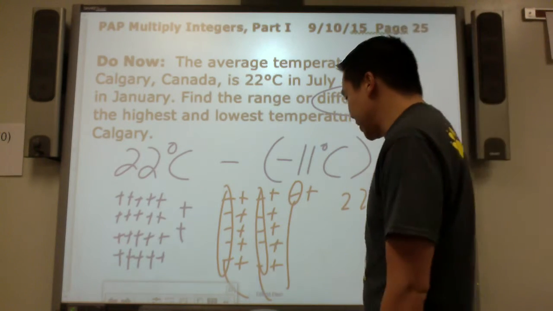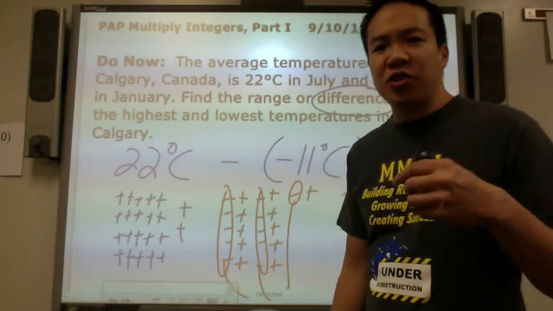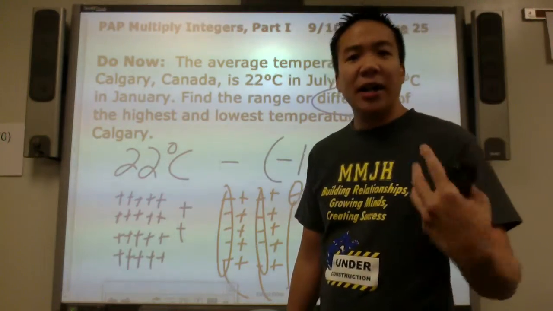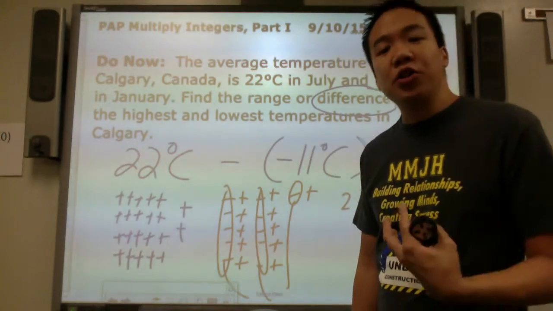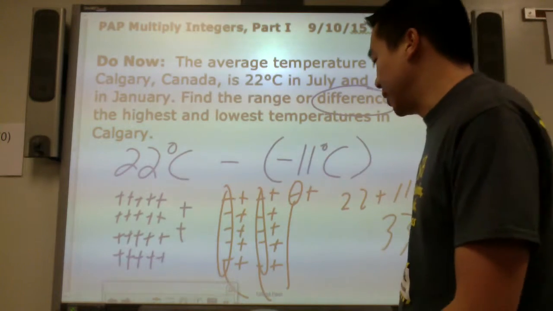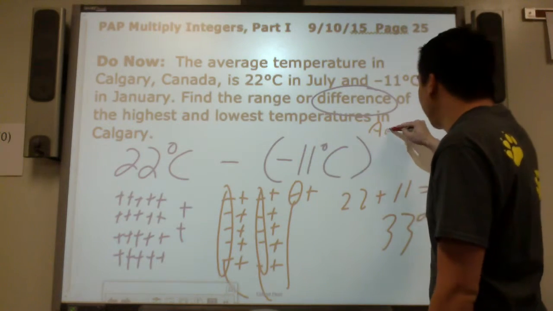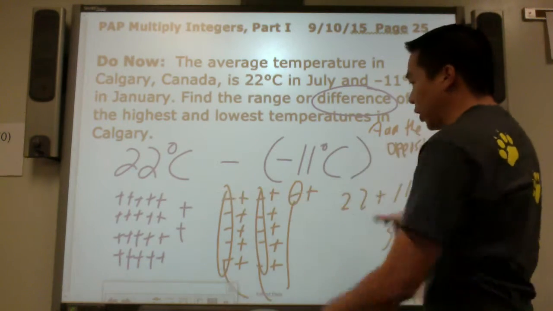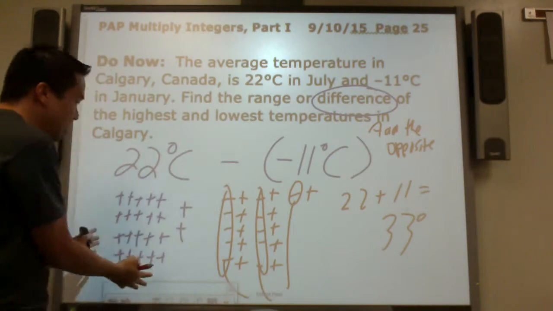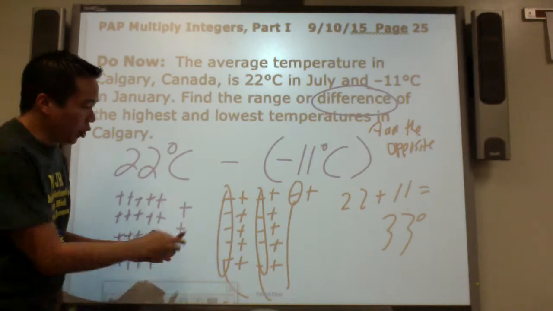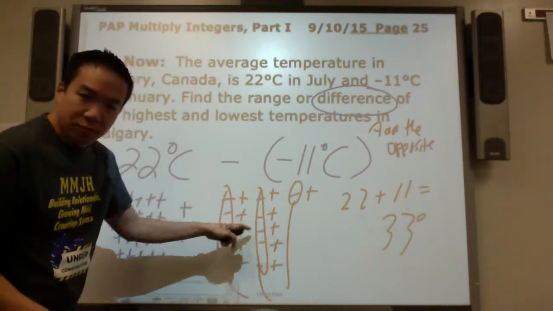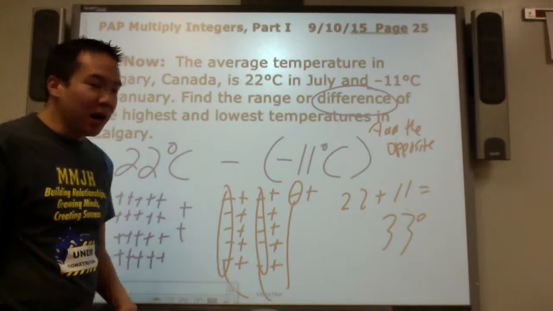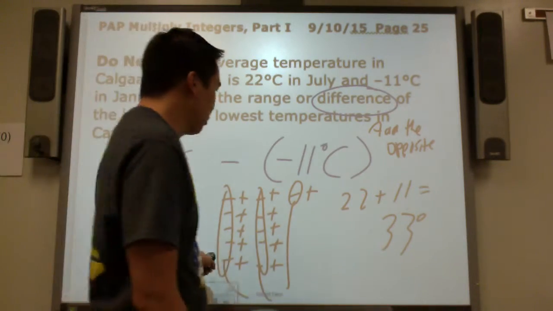Another way you can see it is the following. Some of you may use KCF, KAO, or we use add the opposite. So add the opposite. What is that? Well, you see it in our drawing. We started with 22 positives. We are adding 11 more positives to this picture.